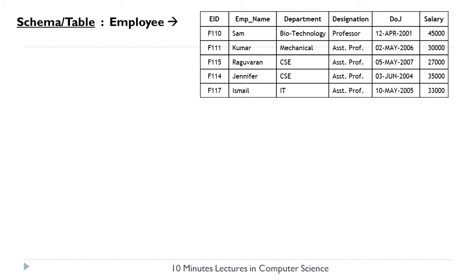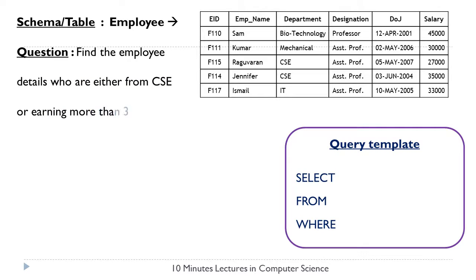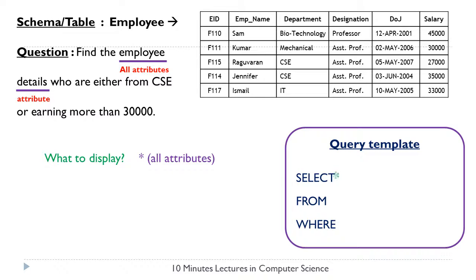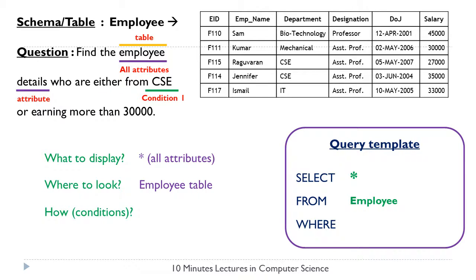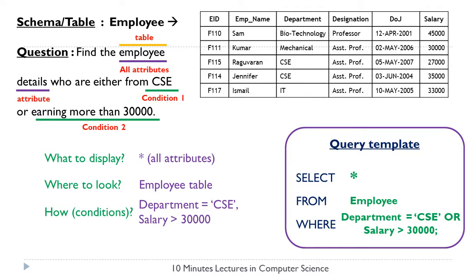In this third example, let us see the conditions that are connected using the logical connective OR. The query is to find the employee details who are from computer science or are earning more than 30,000. So we need to display all the details, that is, the entire structure, to be displayed: star. And where do we look for the data? It's the employee table. So the from clause includes employee. And what are the conditions? Department equal to CSC and salary is greater than 30,000. So these conditions are connected using the logical connective OR in the where clause.